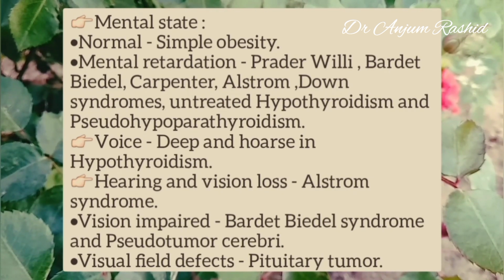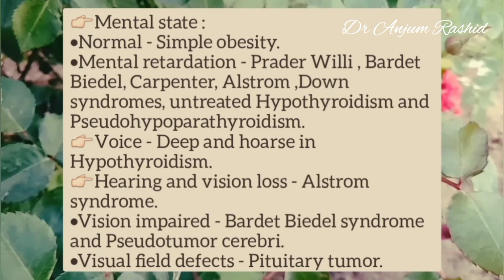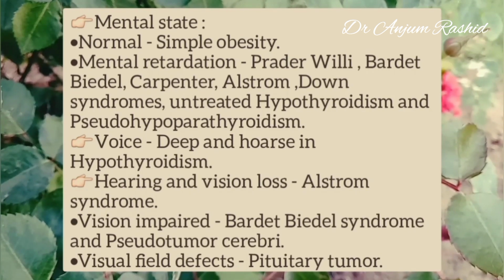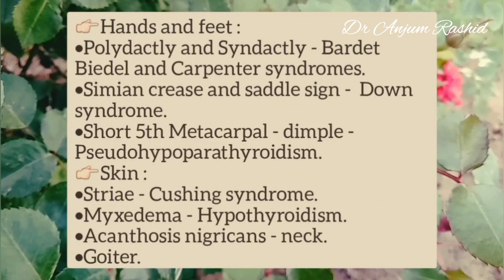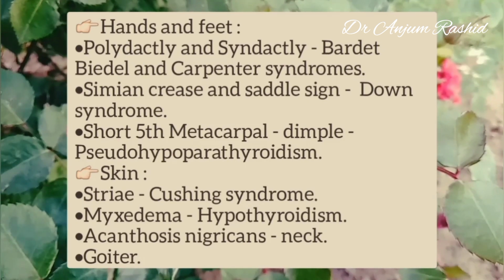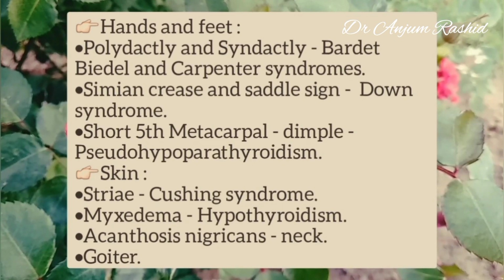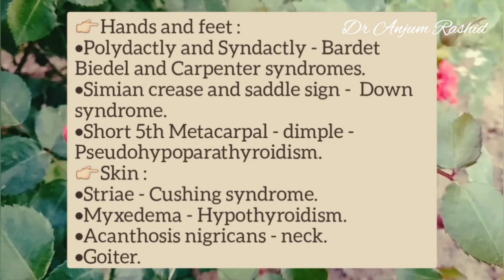Now, voice is deep and hoarse in hypothyroidism, and there is hearing and vision loss in Alström syndrome. Vision is also impaired in Bardet-Biedl syndrome and pseudotumor cerebri, and visual field defects may be present in some pituitary tumors. Now in hands and feet, polydactyly and syndactyly point toward Bardet-Biedl syndrome and Carpenter syndrome. Simian crease and sandal sign is a feature of Down syndrome. Short fifth metacarpal producing a dimple on the dorsum of the hand is a feature of pseudo-hypoparathyroidism.